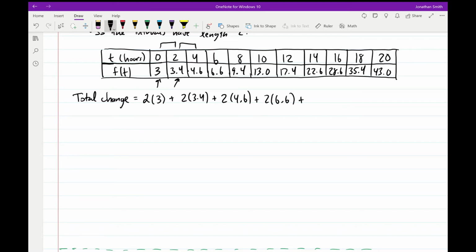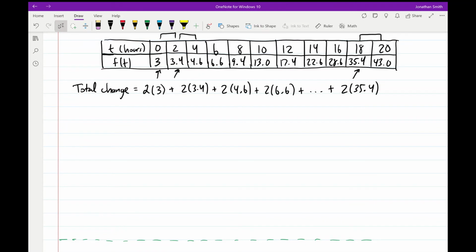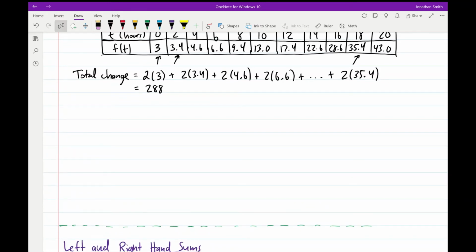And maybe I'll just put a dot, dot, dot. So you keep doing this all the way up until you get to 2 times 35.4. So we get over to this interval and use the left-hand side of that interval for f of t. And when I add all of these together, I end up getting a 288. So if you want to, you can again pause the video and just check my math here, make sure that it's correct.